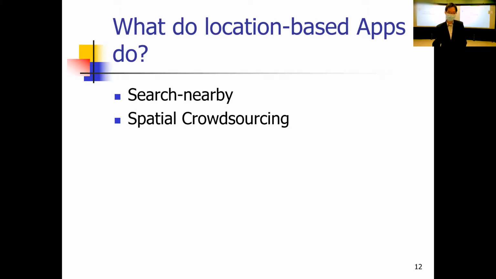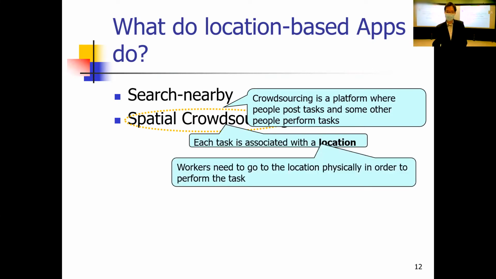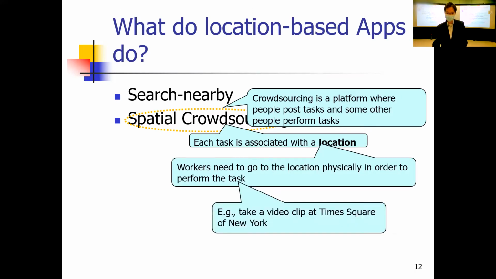Now let's go to the second feature, spatial crowdsourcing. What is this? Crowdsourcing is a platform where people can post tasks and other people can perform tasks. Each task is associated with a location. Workers need to go to the location physically in order to perform the task, for example, taking a video at Times Square in New York.